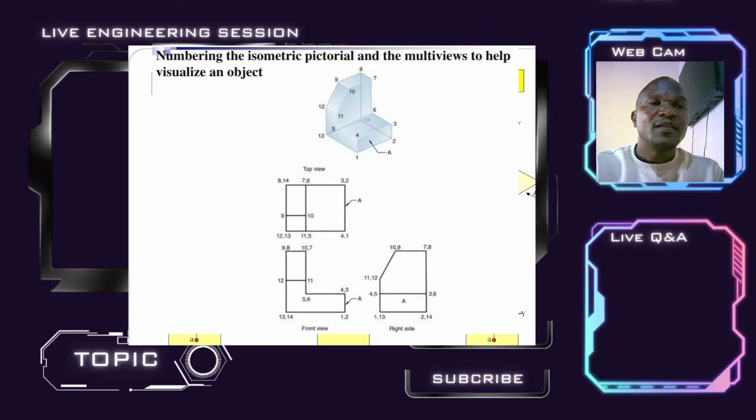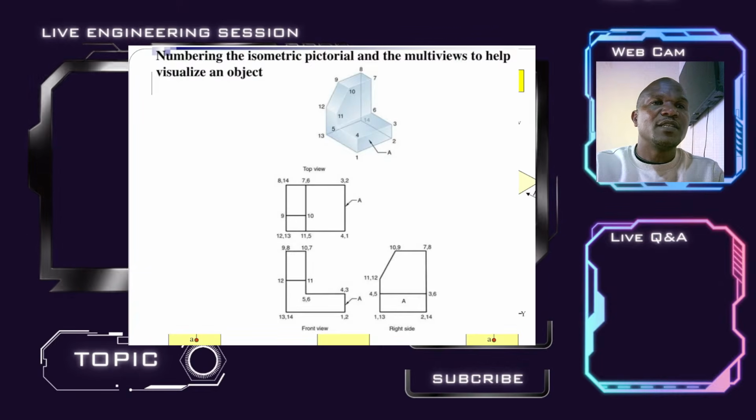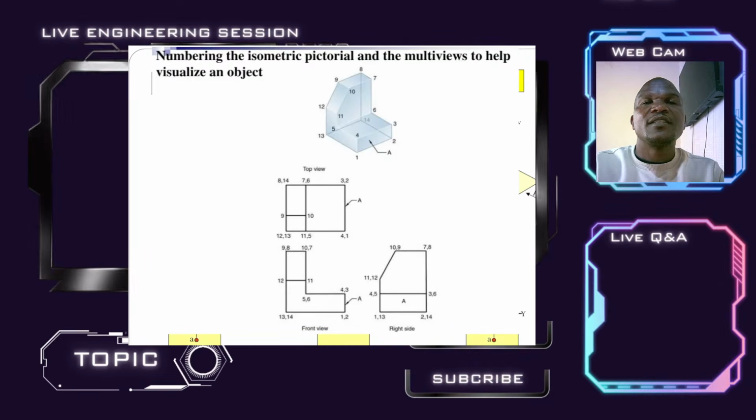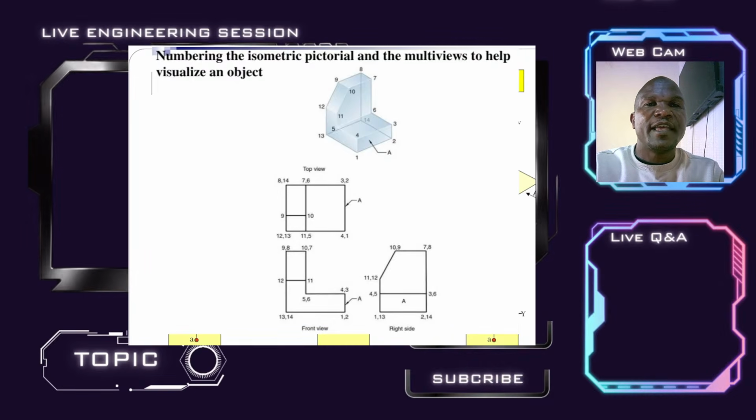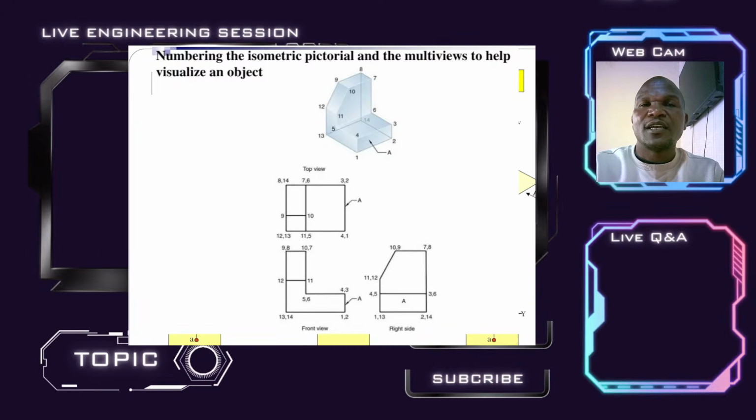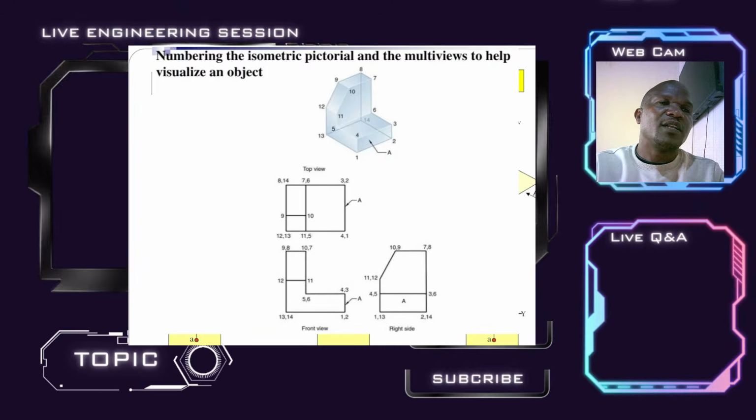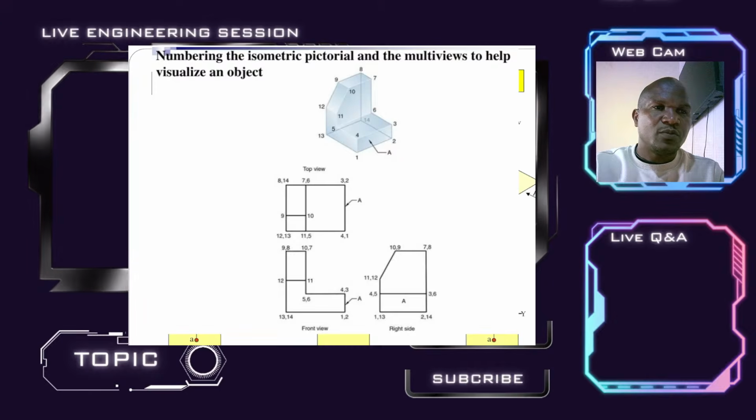So labeling is important to help you visualize an object, whether it's hidden features, the length, or the sizes that can be visible and hidden as well, depending on the point of view.